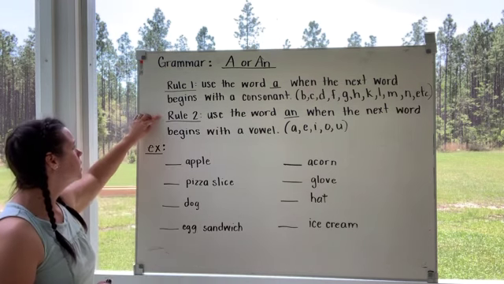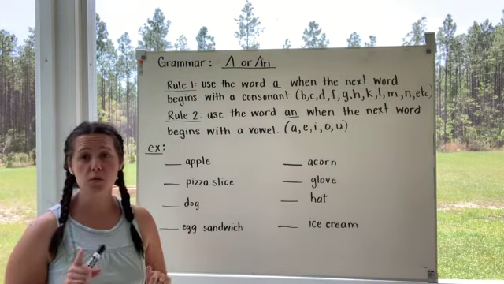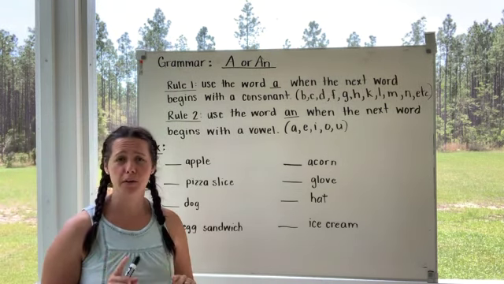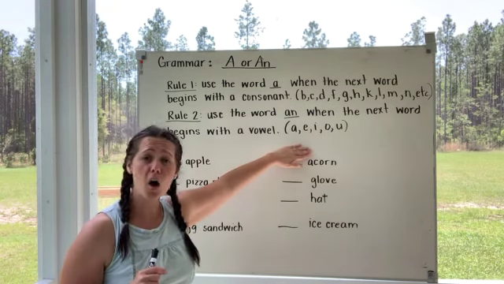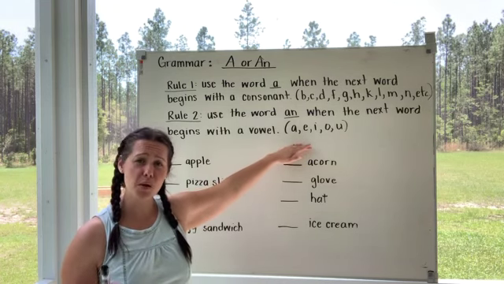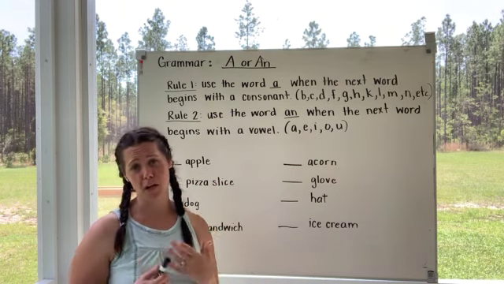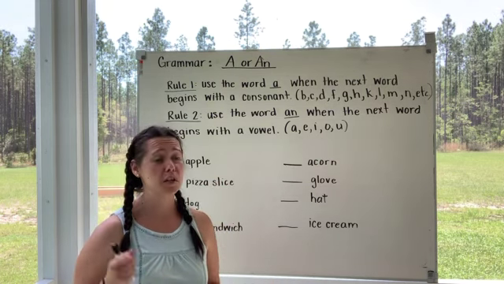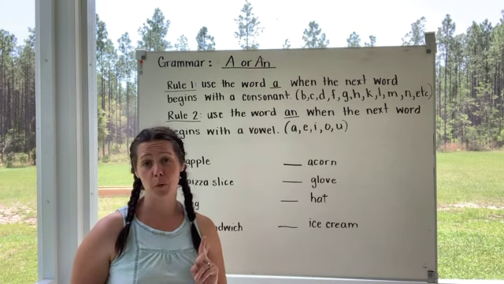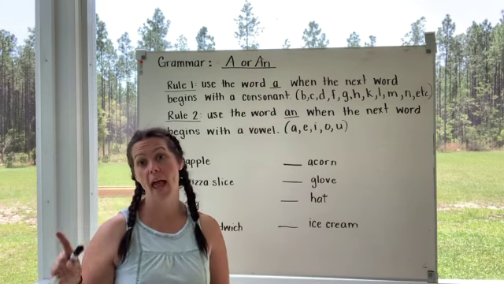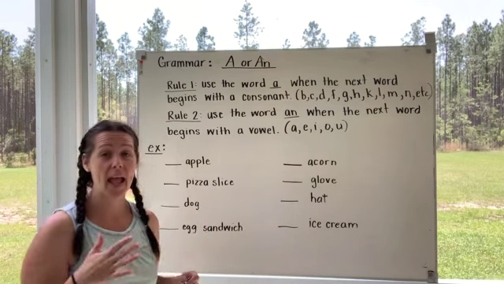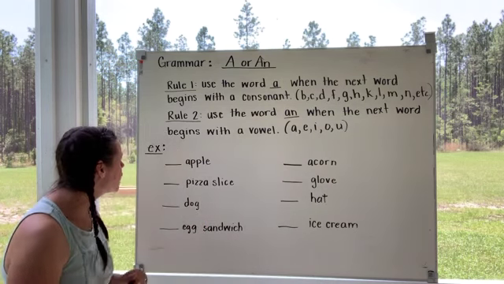All right. Now this rule does not apply to the letter Y. So I know some of you are going to say, oh, but Y is sometimes a vowel. That is correct. However, in this case, it does not apply. So if I were talking about the word yo-yo, I would use the word a and not the word an. Okay, a yo-yo. All right.